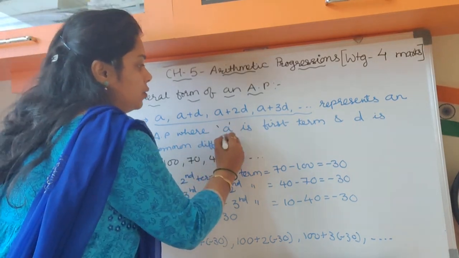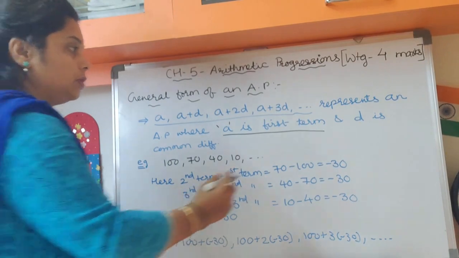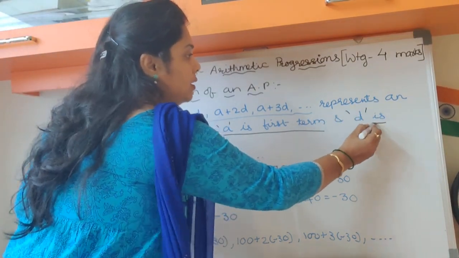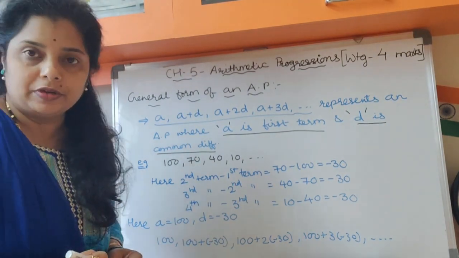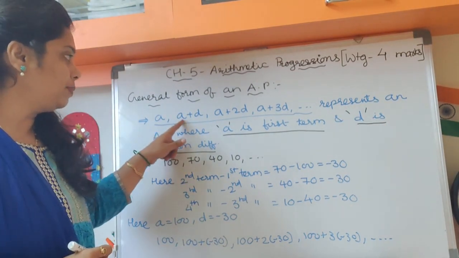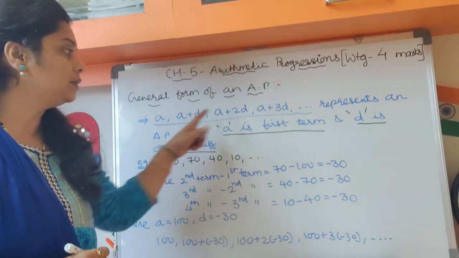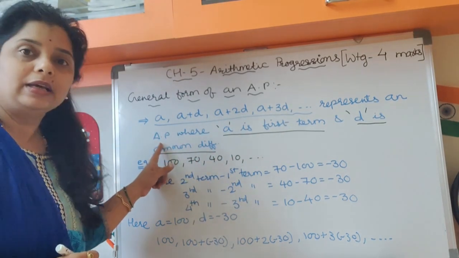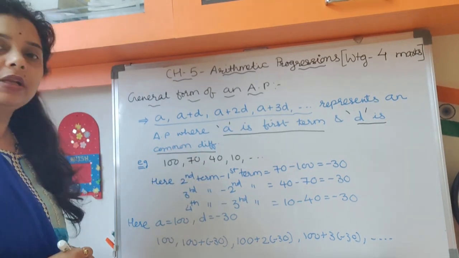Small a is denoted for the first term, and small d is denoted for the common difference. So a, a plus d, a plus 2d, a plus 3d, this sequence represents an AP, where a is the first term and d is the common difference.